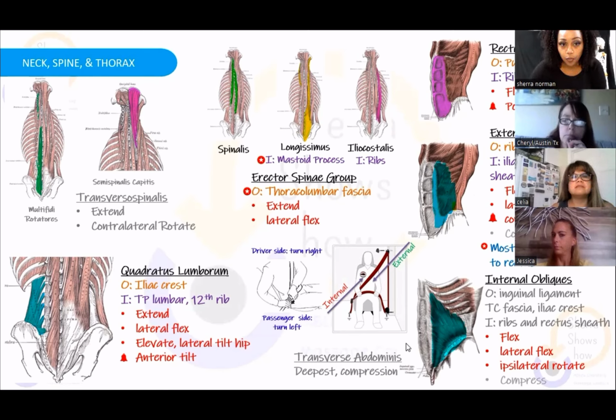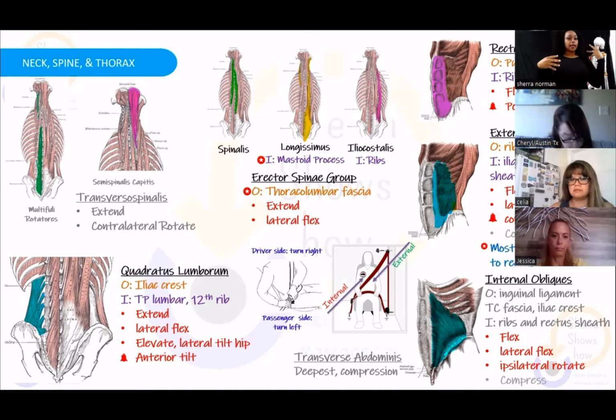There's only one answer, and that would be shorten the right longissimus colli, because these are ipsilateral rotators, right side right, left side left. So rotation to the right is going to shorten the right longissimus colli.